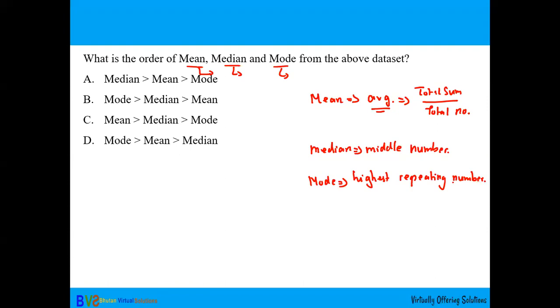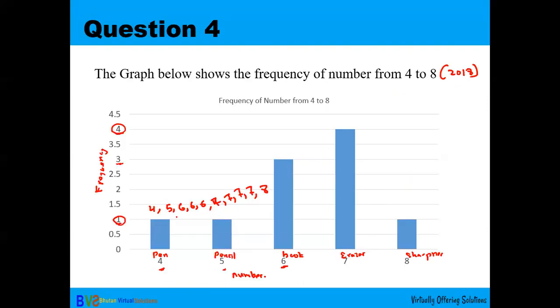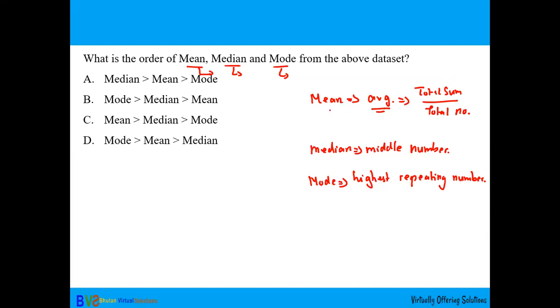Now there are two ways that you can directly solve this. First, you can graph the numbers and find it, or you can directly do it from the graph. All right, first let me do it from the data set so that you can get the concept of mean, median, and mode.